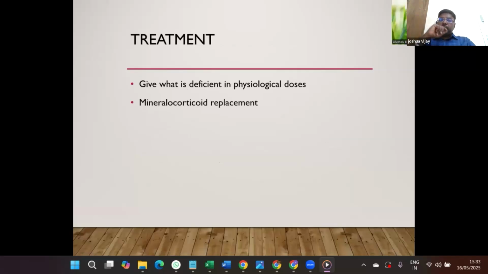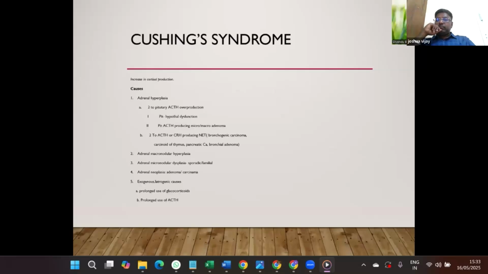Other treatment is a mineralocorticoid, if the person is not responding to the glucocorticoid, and we can add the mineralocorticoid in the form of fludrocortisone, 100 microgram per day. And if there is a concern of androgen deficiency, we can add that also. But those things are typically not in the care of emergency, so I am skipping that. So let's move to Cushing syndrome.